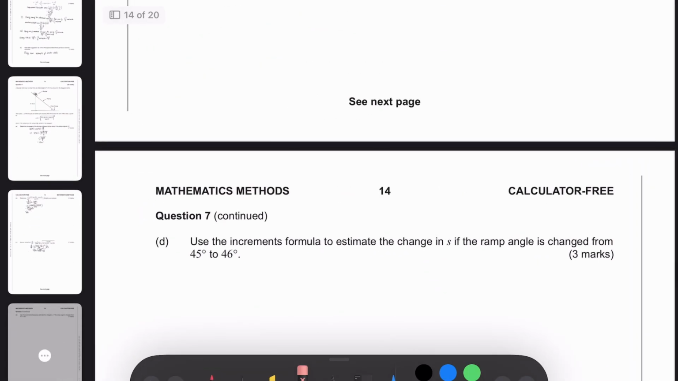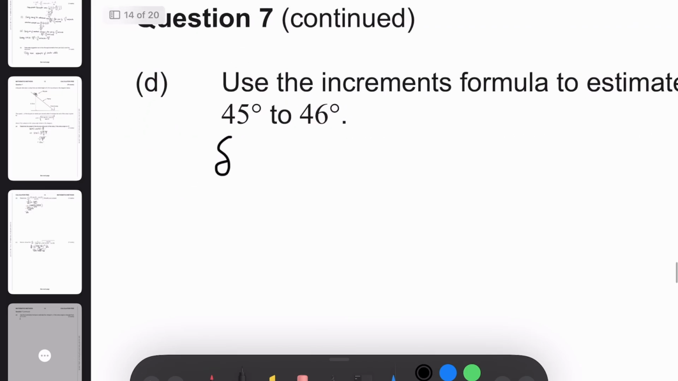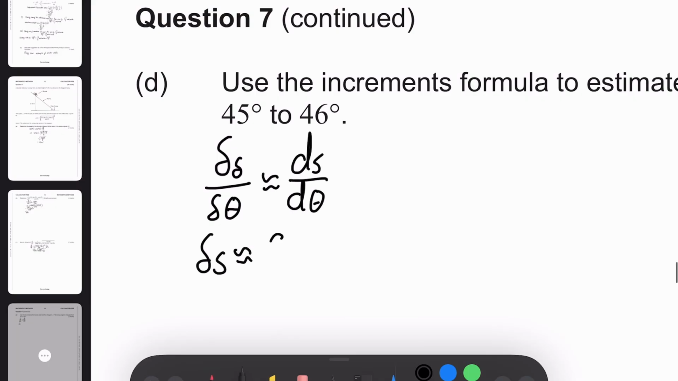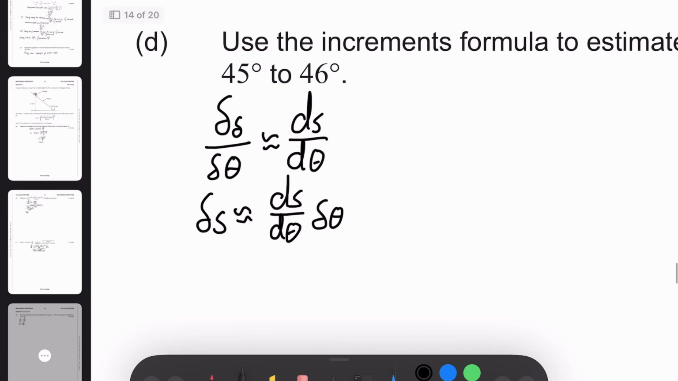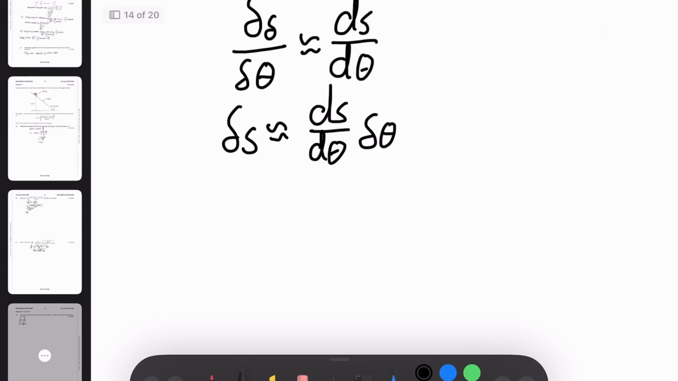Okay, then from here, use the increments formula to estimate the change in s if the ramp angle is changed from 45 to 46 degrees. Okay, so we know that some small change in s, given a small change in theta, is roughly equal to ds d theta times the small change in theta. So first we need to find out ds d theta.